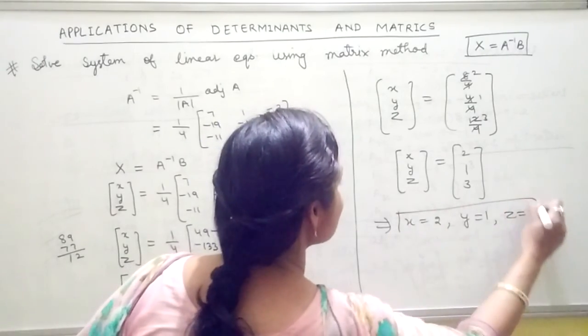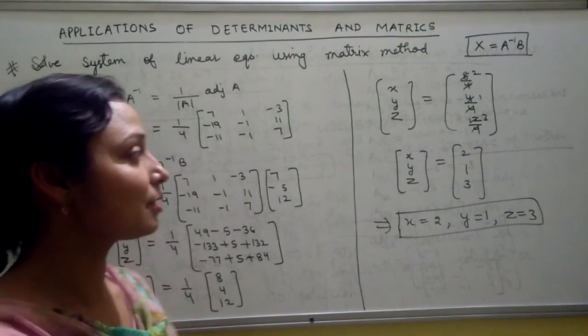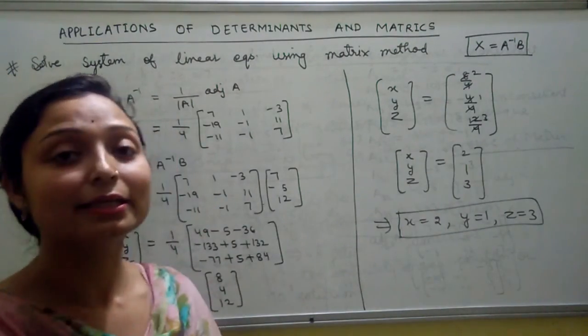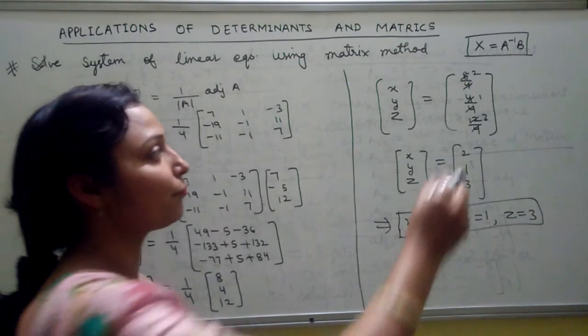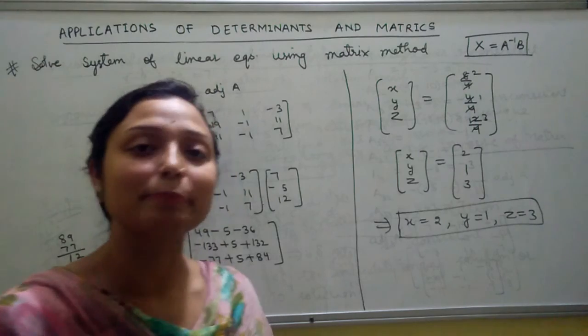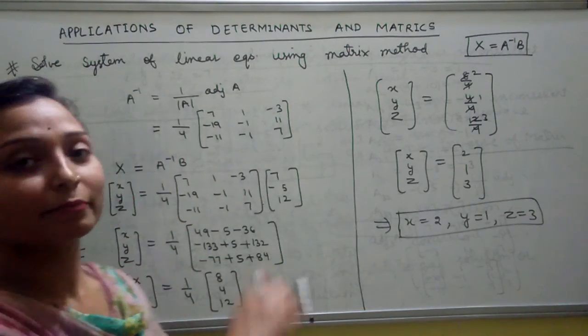So this is the way to solve the linear equations by using the matrix method. This is known as the matrix method. We have to check first of all the determinant of A. If the determinant is not equal to 0, we can apply the matrix method to solve the linear system in 2 variables or 3 variables.